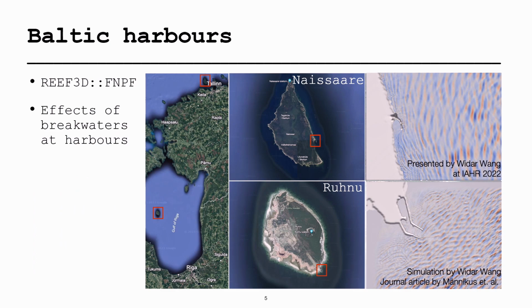So what we have been doing is we used the FNPF model, the wave propagation model, for the wave analysis. So wave analysis alone with wave transformations, but not any coastal source zone dynamics. Especially we look at the effects of the breakwaters. As an example, we look at the wave scenario around Nassau Harbor that I presented in IHR last year. And in the keynote, you have seen some of the simulations, so I will focus on the Runo Harbor.